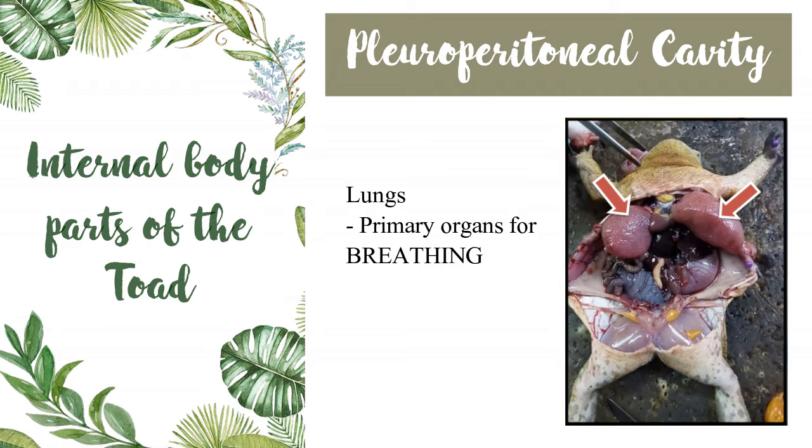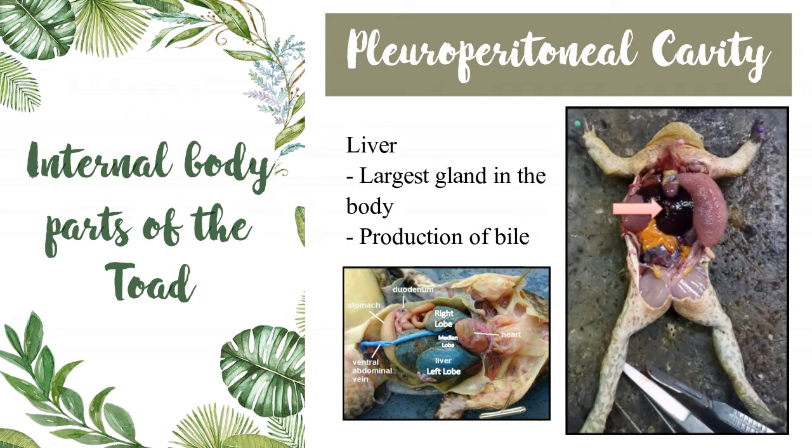The first organ is the lungs. The lungs are pairs of big thin-walled sacs that function as the primary organs of breathing. The liver is the largest gland in the body. It is reddish-brown in color and functions for the production of bile. It is divided into the right, left, and the median lobes.